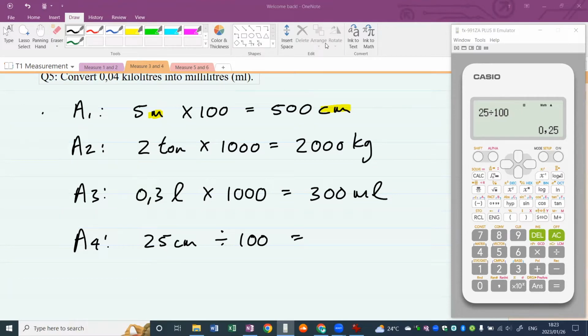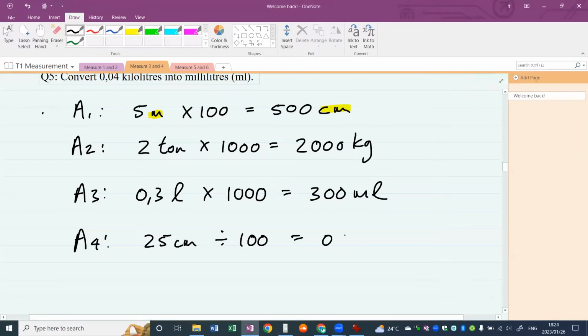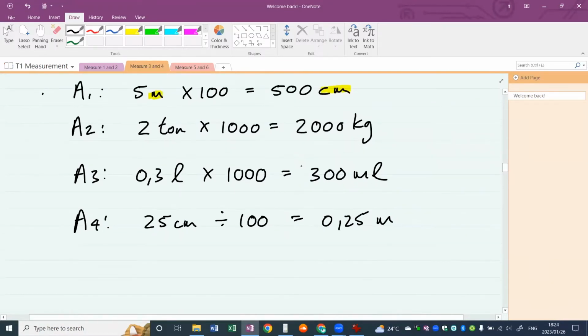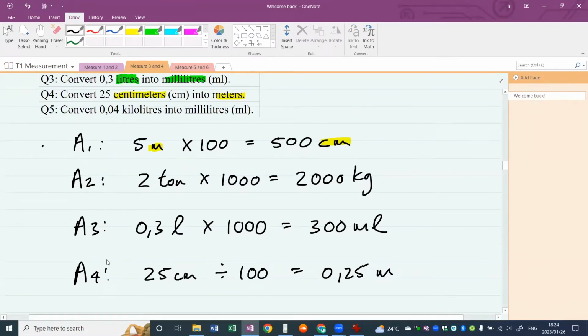All right, so 2 decimal places. I've got my 2 decimal places there. So the answer is 0.25, and I need meters. What does the question want? Yes, the question wants meters. In this case, you went from a smaller unit to a bigger unit, so we had to divide by 100. I'm doing one more, and you are doing the next 5.